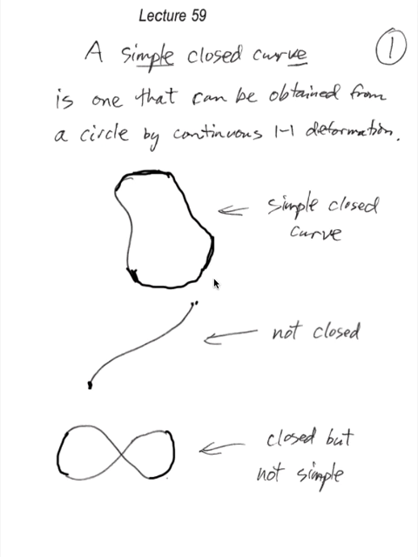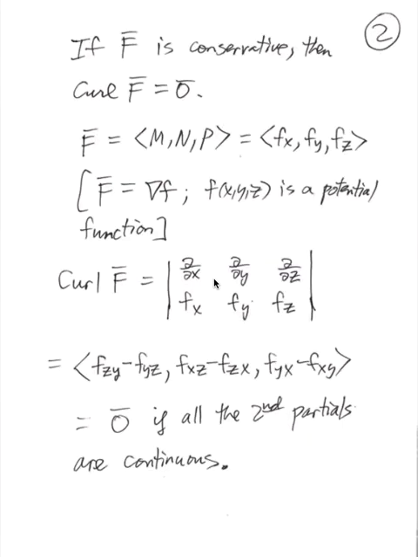Okay, you remember from last lecture, a simple closed curve is one that can be obtained from a circle by continuous one-to-one deformation. And we took some examples of that. Okay, it's basically just a messed up circle here. Okay, we mentioned this in context of a theorem involving curl.